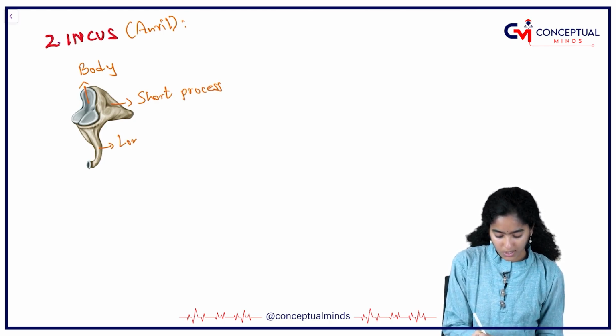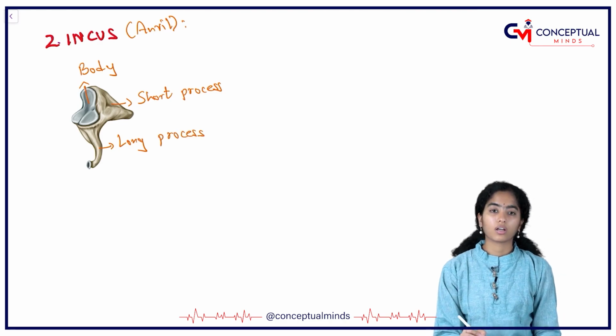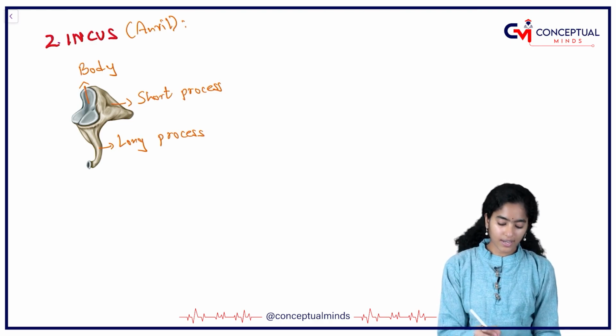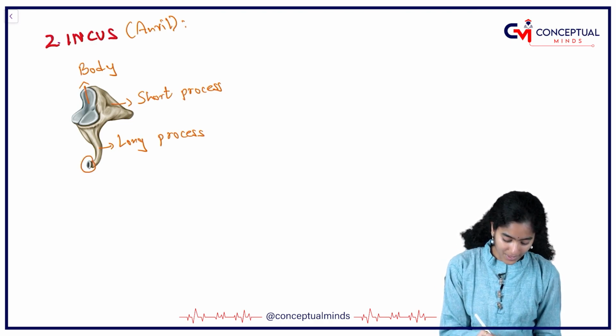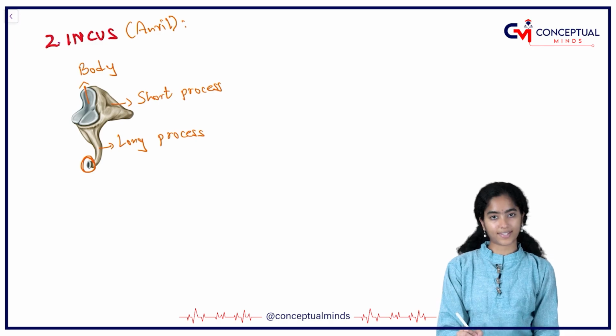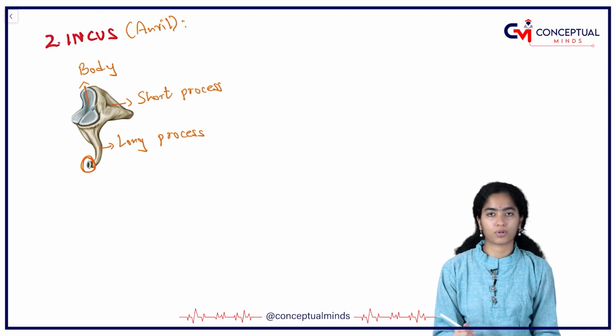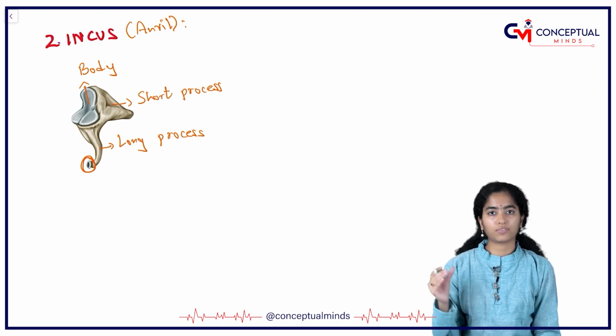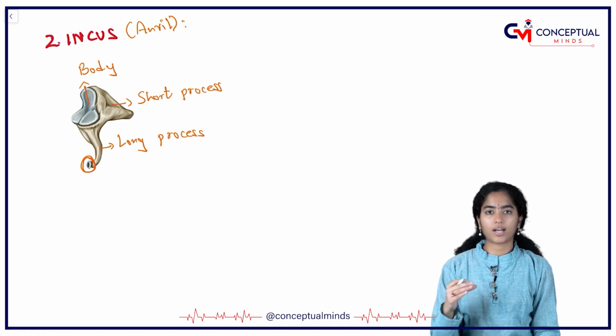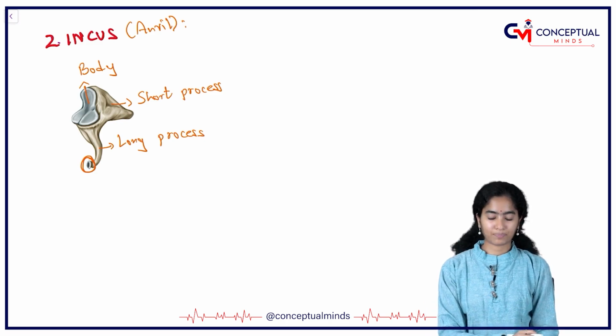The long process of incus is hanging vertically downwards. So the long process is in articulation with the head of stapes. You can see another articulation surface here, that is for the head of stapes. So incus bone has a body, a short process and a long process. The body is in articulation with malleus and the long process is in articulation with stapes.